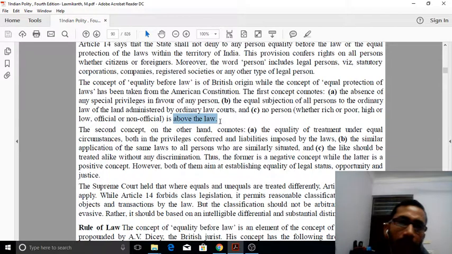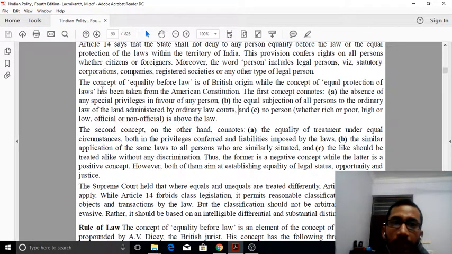In a rough idea, we can say that there is no partiality, right? No partiality among rich persons or poor persons, high persons or low persons, official persons or non-official persons. No person is above the law, right? Law is on the top. Below law everything comes, right?